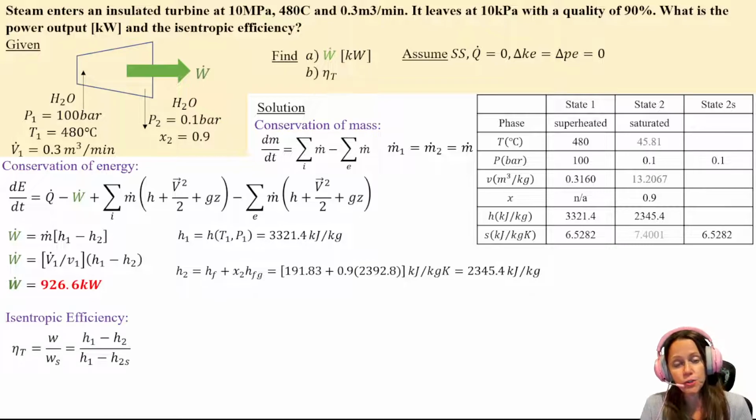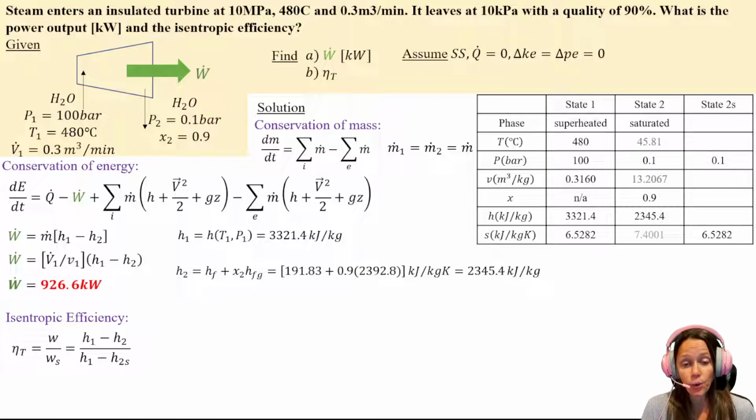All right, so I do need to calculate the isentropic efficiency. So this is W over Ws. That isentropic efficiency relates the isentropic and the non-isentropic process. So ideally for a turbine, you get a lot of work out of it, and so that's going to be the bigger number. So bigger numbers should be on the bottom, and the smaller number will be on the top.